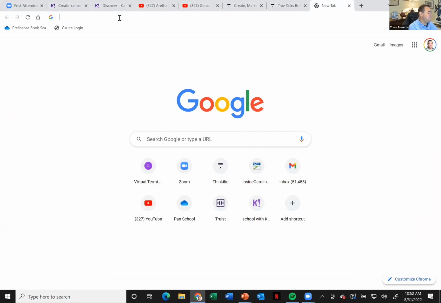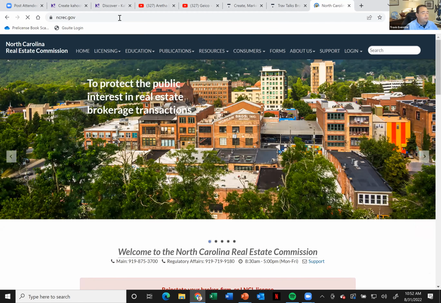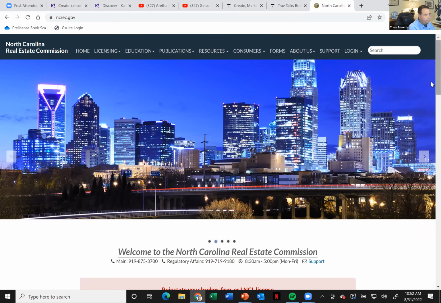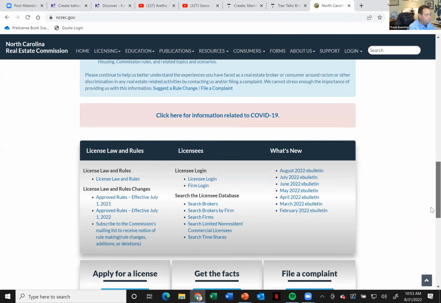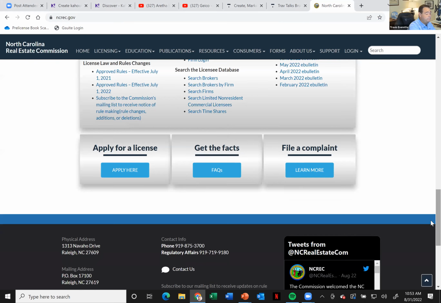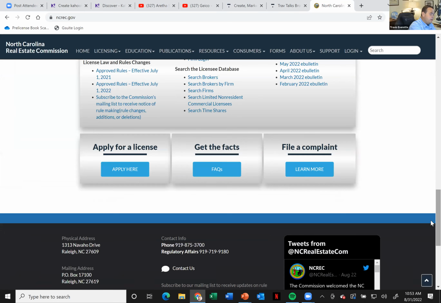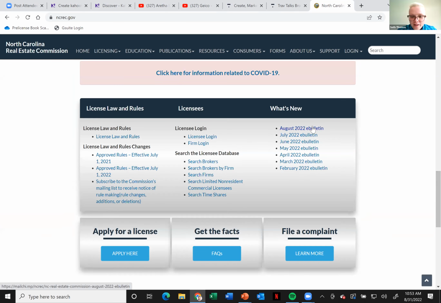So if you go to ncrec.gov, and any of you can do this at any time, this is the Real Estate Commission's website. And if you go down to the bottom of their website at any given time, first of all, notice what is a big button right there that the public can use at any point in time. File a complaint. File a complaint against the licensee.